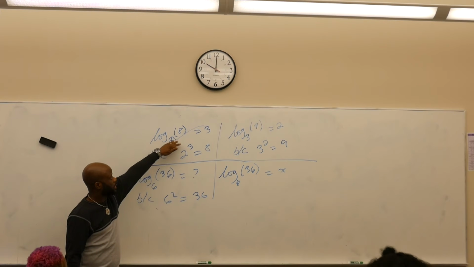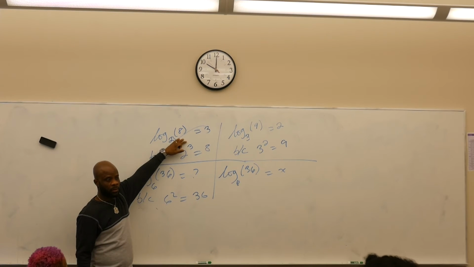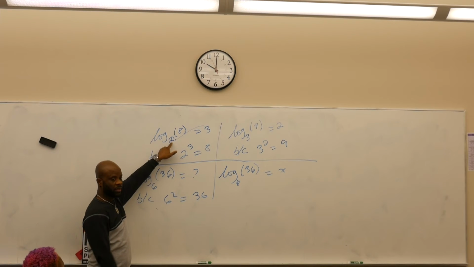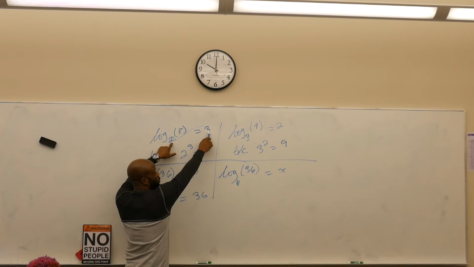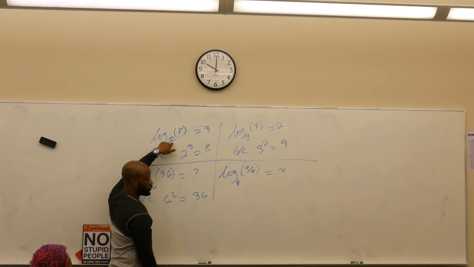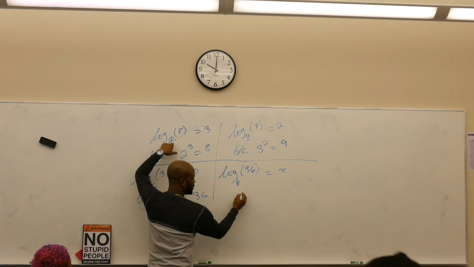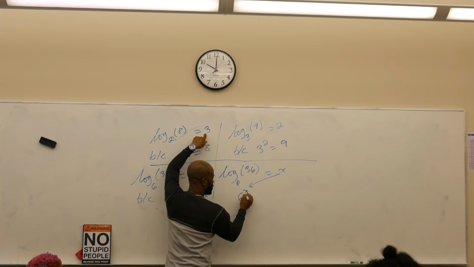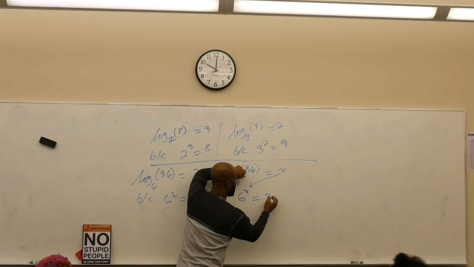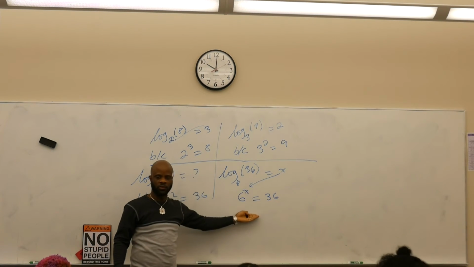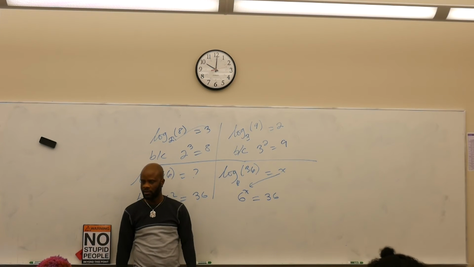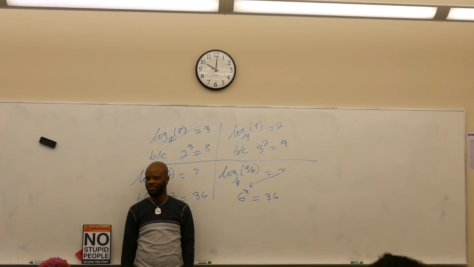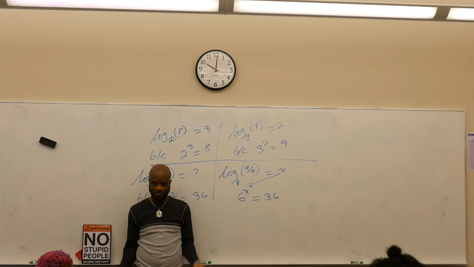Now if we go back here from the beginning, say log base 2 of 8 is 3 because the base, using this as the exponent, is equal to that, right? So we're going to do the same thing. The base, using that as an exponent, is equal to, yeah. This is the equation technically we have to solve. 6 to what power gives me 36? 2.